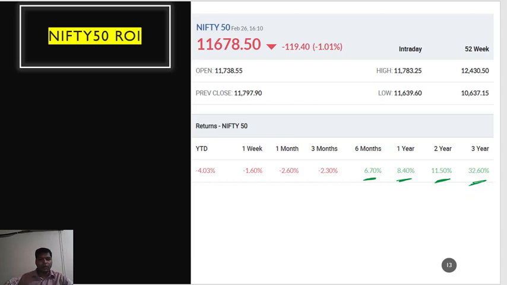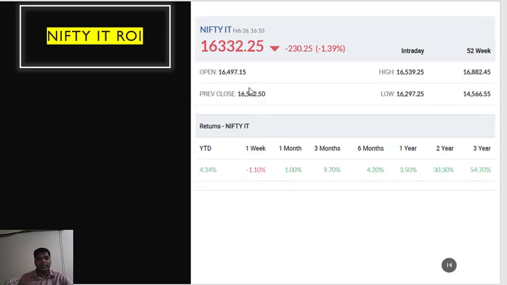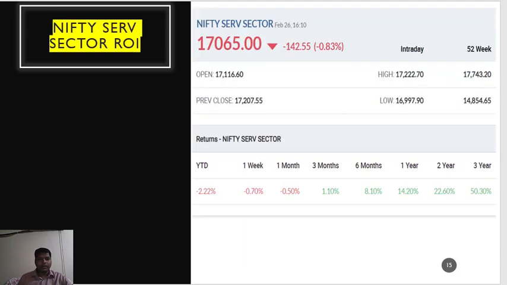So now take a look at other different indices. Nifty IT in 6 months 4%, 3%, and in 2 years 30%, and 3 years 54%. Maximum we get a return of 54% in a Nifty index. And then take a look at the Nifty service sector, again 6 months 8%, 1 year 14%, 2 years 22%, 22.60%, and 3 years 50.30%.